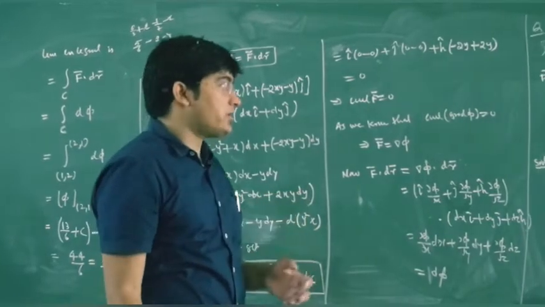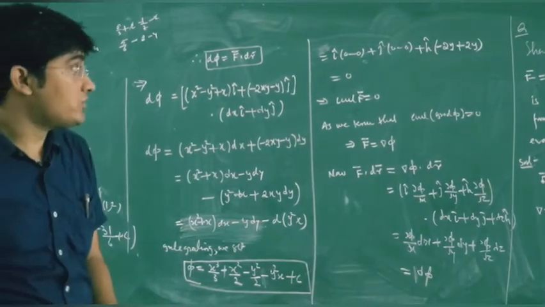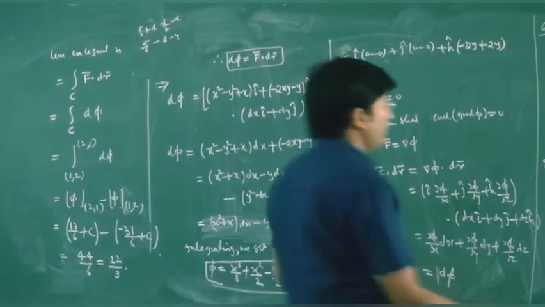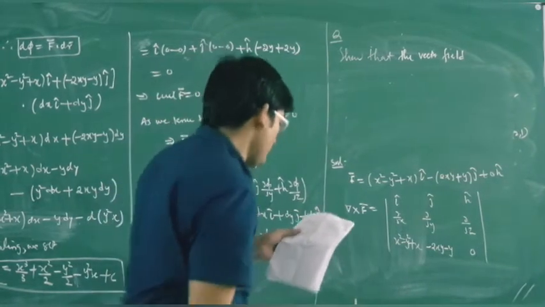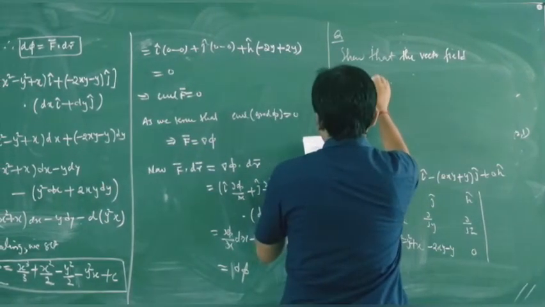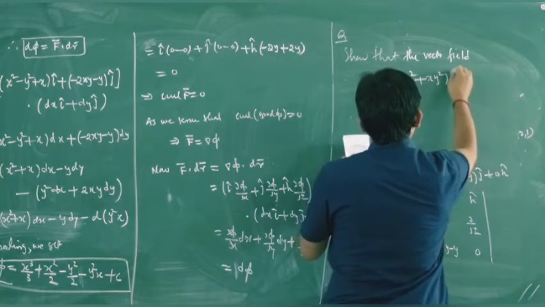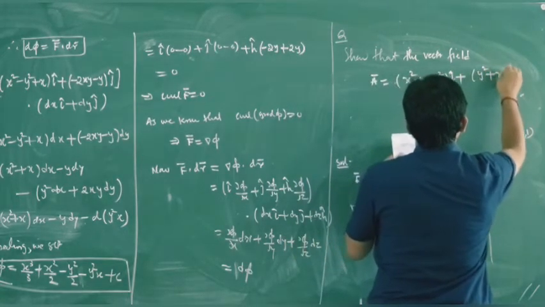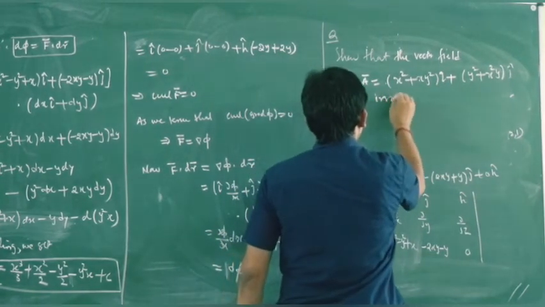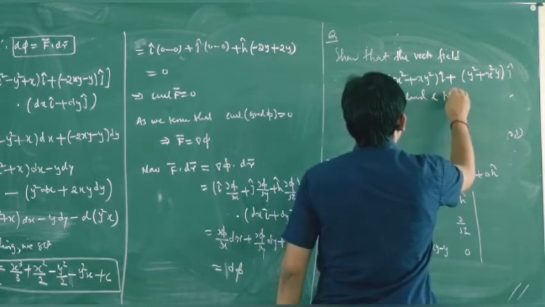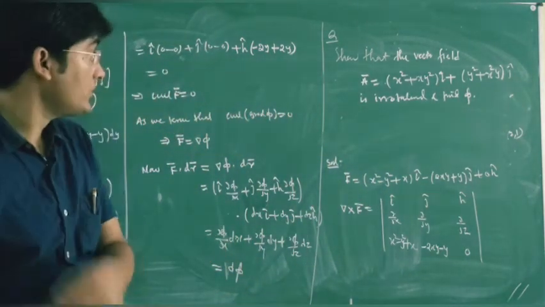But we can evaluate this line integral only when your field is conservative, that means when your curl of F is equal to 0. Then our next question is similar to this question. Here we have to show that this vector field A equal to x square plus xy square i plus y square plus x square y j is irrotational, and further we have to find this phi. So again, show that this is irrotational and find your phi.